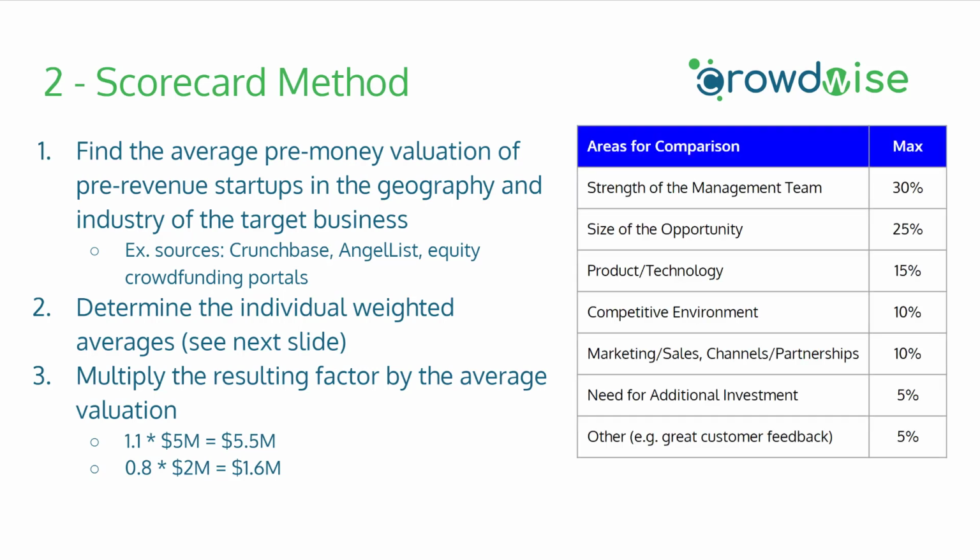Here are the areas, as well as the maximum percentage weighting that gets assigned for each area. As you can see, strength of the management team is the most important, and then it goes down from there. This is one of the advantages over the Berkus method in that it weighs areas differently, and you can adjust these based on your own preferences and experience.